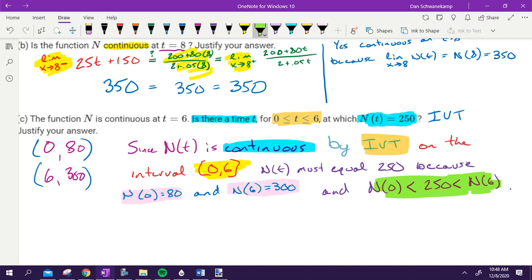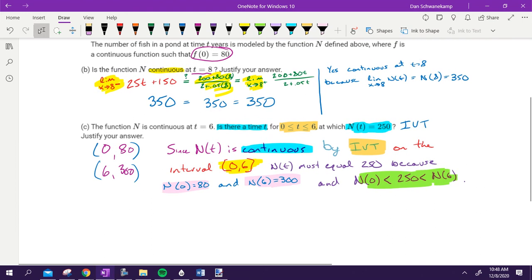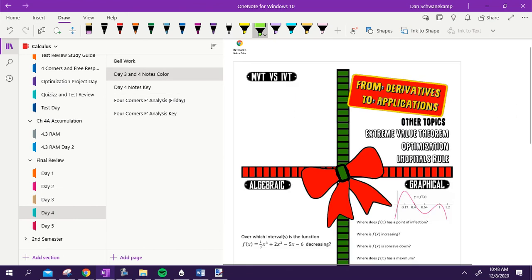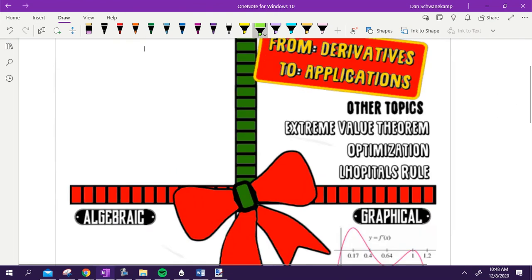Questions on something we did on that one? IVT question. Good continuity question. Just things that definitely could pop up when you do a free response question. All right, then let's pull out our notes from yesterday. We're on our last section here.